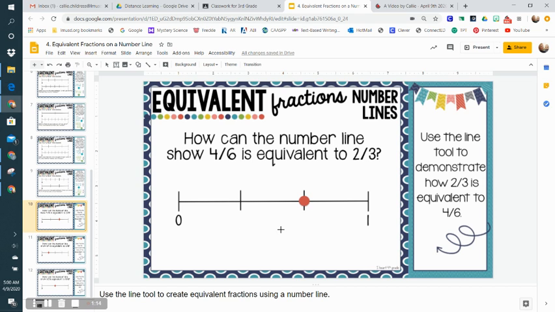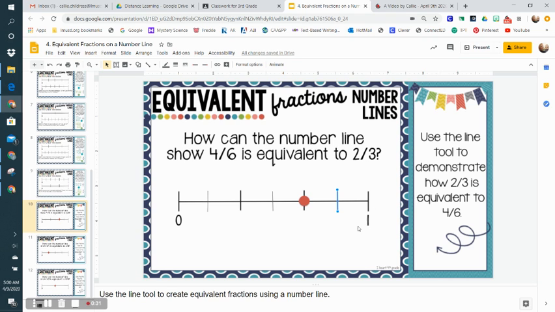So I need to now break it up into 6. So to do that, I'm just going to add a couple more lines. So here's 1, here's another line. That would be 1/6, 2/6. Use my line again. Here would be 3/6, and that would be kind of in the middle. That would be 4/6. Get my tool again. Here, this would be 5/6 right there. Okay, so use the tool to demonstrate how 2/3 is equivalent to 4/6. So this would be 1, 2, 3, 4, 5, 6.